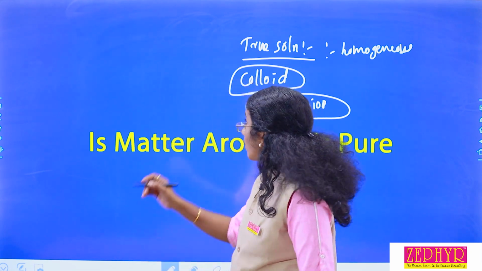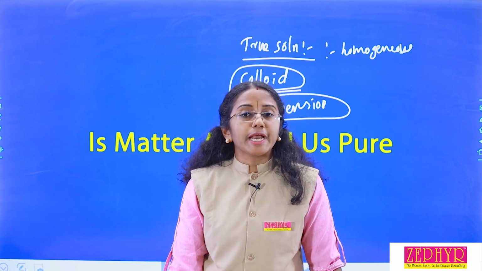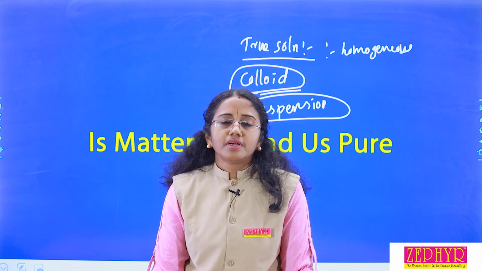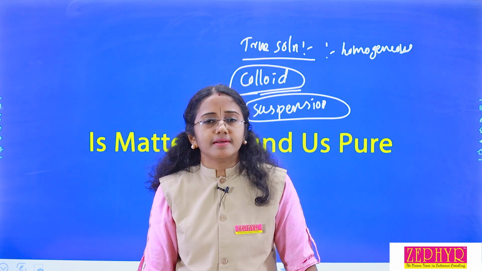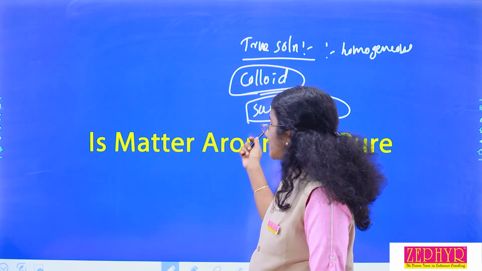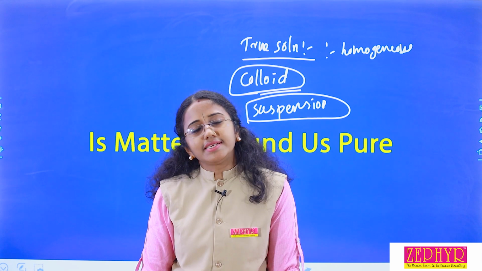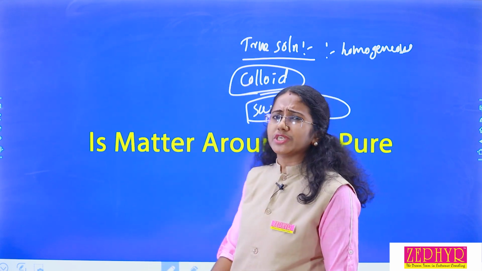Colloids: the particle size is in between true solutions and suspension. Examples of true solutions are sugar solution, salt solution, etc. Examples of suspension are muddy water, chalk powder with water, etc.